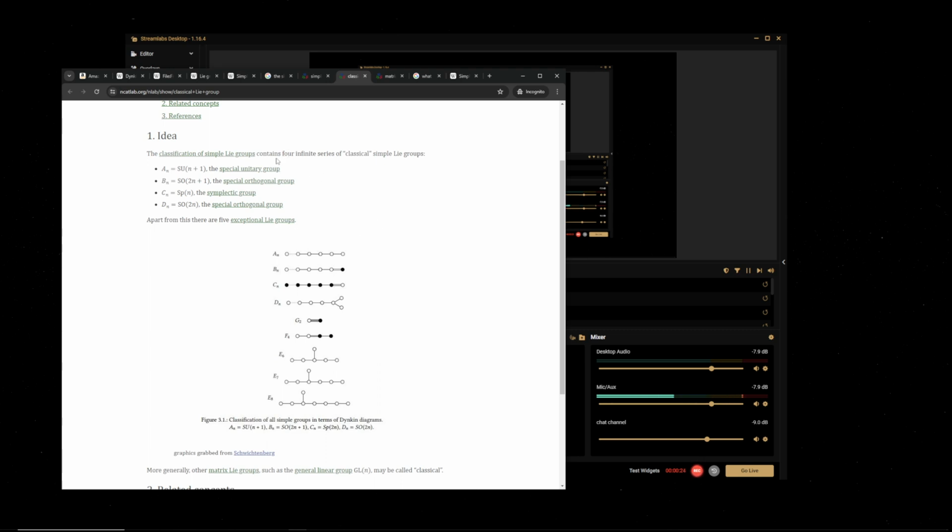But part of Lie theory is that there's this classification of Lie groups, or at least these simple Lie groups, and then there's these exceptional Lie groups. Overall, there are not that many of them. It's not an overwhelming amount. There are these four families of classical simple Lie groups, and then there are five exceptional ones: G2, F4, E6, E7, E8.